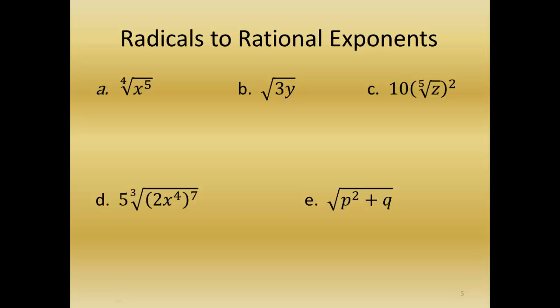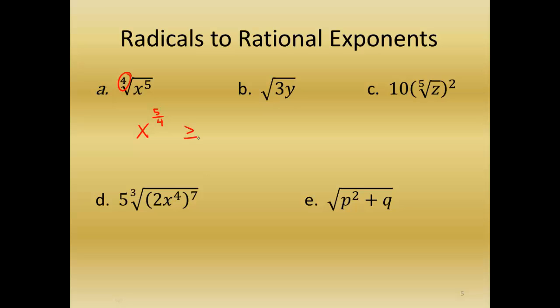All right, now this page here, we're going to actually work the other direction. So we're going to take these radicals and we're going to turn them into rational exponents. So let's practice going back the other direction. So if this is representing the type of root, then that's actually my denominator of the fraction. So I will have x to the 5 over 4 power, and that would be the simplest way I could write this.